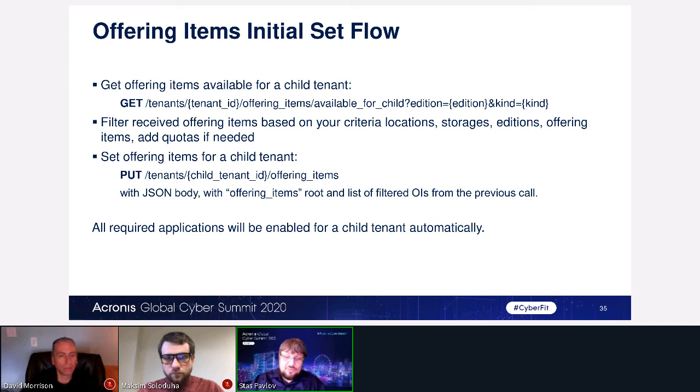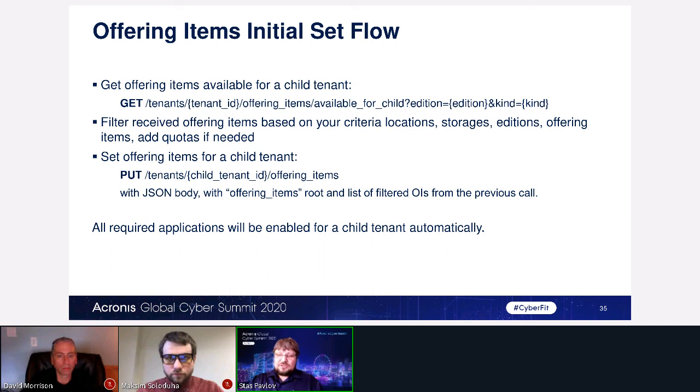Okay, let's look at how it works. So remember that we create our offering items. And what is as well important when you create a hierarchy like here, with partner and customer together, not just customer, this offering items enablement works in hierarchy. So if I have offering items enabled on partner level, I can enable it on customer level. But if I have it disabled on partner level, I can't enable it on customer level.